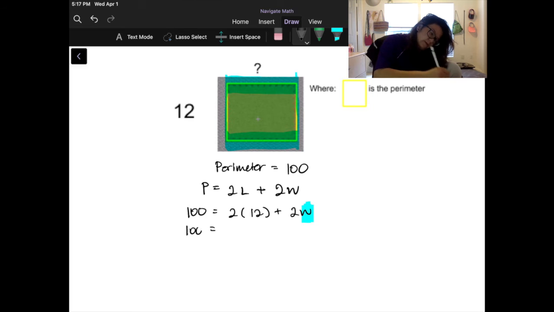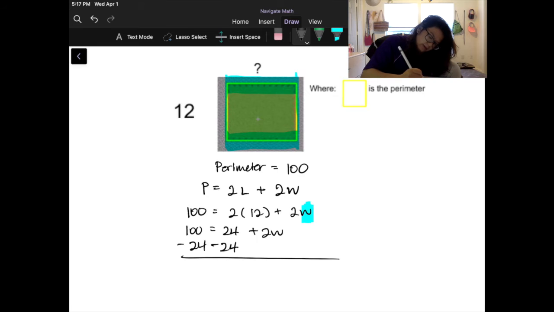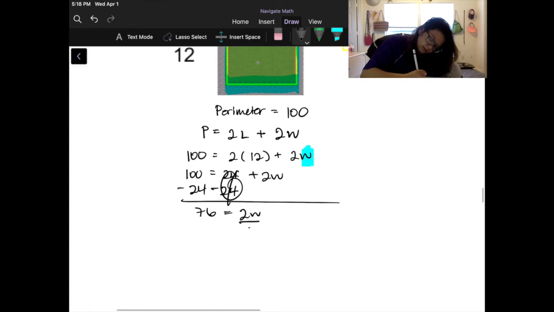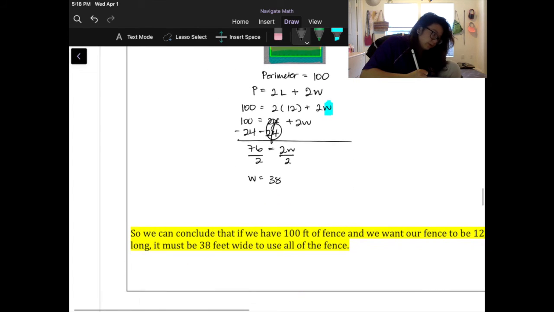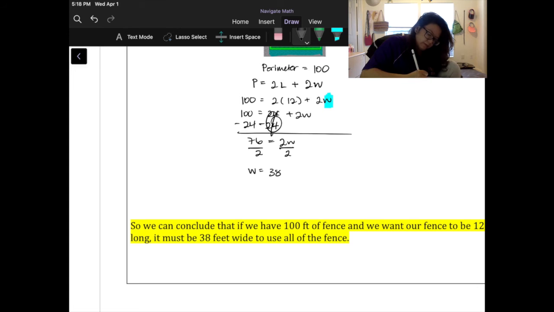My first step is to multiply 2 times 12, and that's 24. Then subtract 24 on both sides, and I get 76 equals 2W. Trying to solve for W, I'm going to divide both sides by 2. So W equals 38.